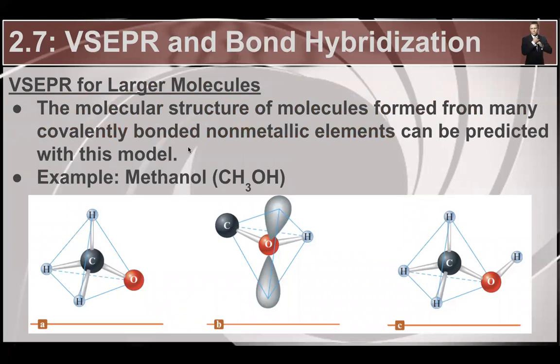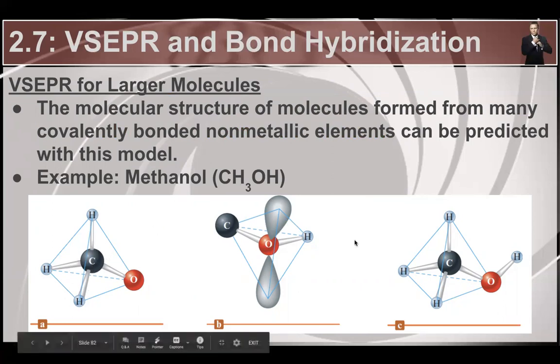So VSEPR for larger molecules. So if we have a larger molecule like methanol, it's essentially methane with an alcohol group here. So now we have a carbon plus an oxygen here. We can figure out what the geometry of the carbon is, and also the geometry of our oxygen. All right, so if we drew out the Lewis structure, we would see that there are 2 lone pairs coming off oxygen, and obviously since there are 4 bonding pairs, there are no lone pairs on the carbon. So that's going to give us tetrahedral for the carbon and bent for our oxygen.